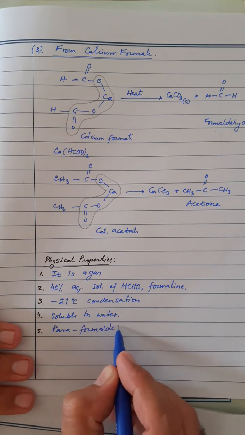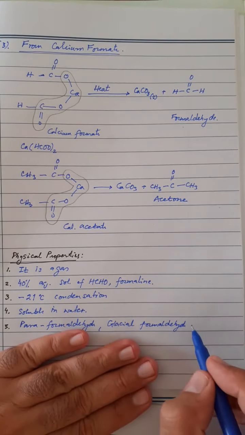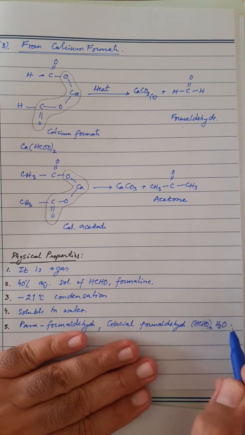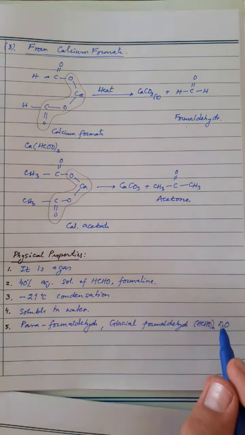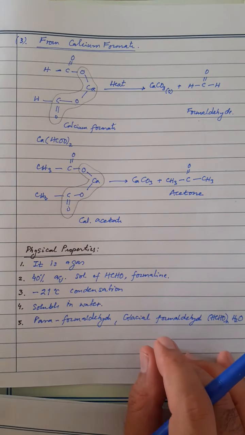Paraformaldehyde is ice type, also called glacial formaldehyde. And its formula is HCHO n and then H2O. This is like you dissolve in water and then you just cool it down, you get a solid. This solid is known as the paraformaldehyde. There are two ways. One is cooling, other allowing it to evaporate. Most water will evaporate and some water will remain with it. So these are the physical properties of formaldehyde.